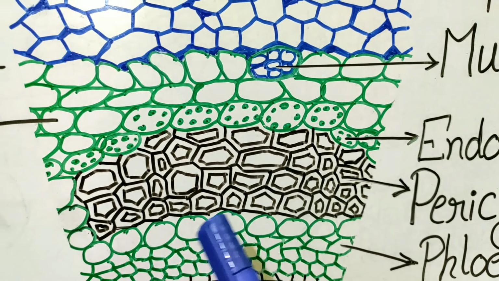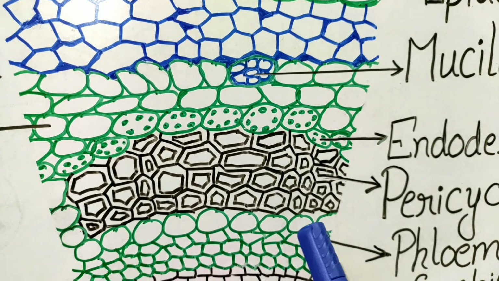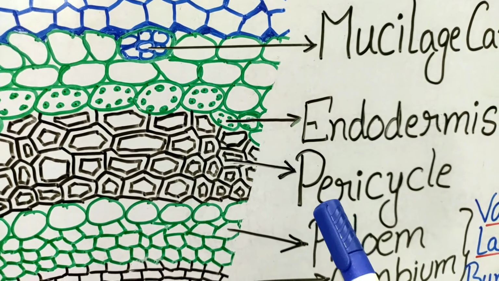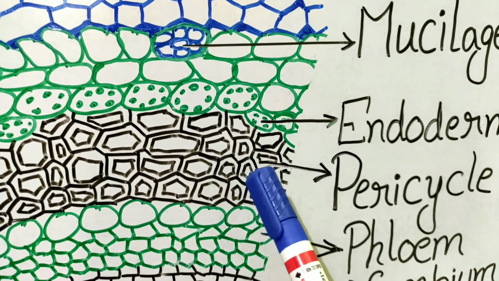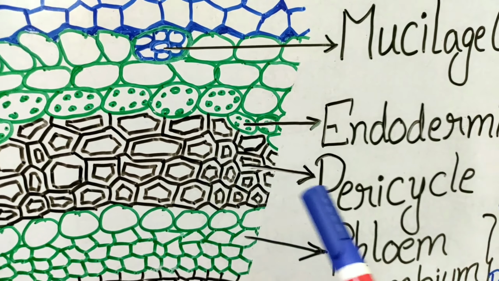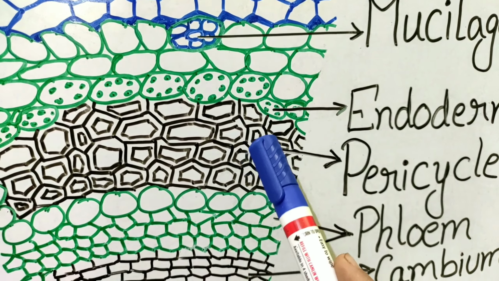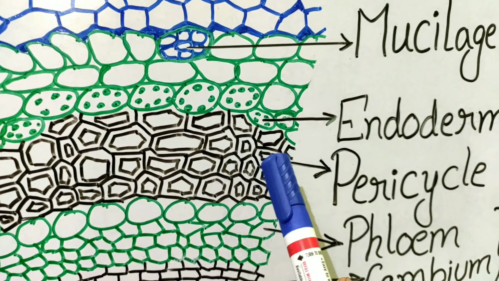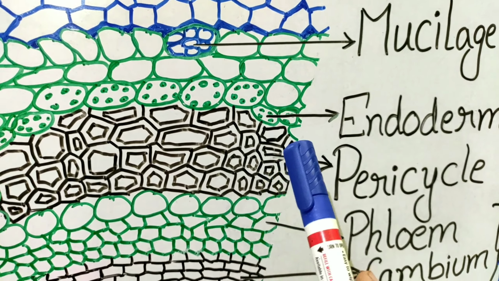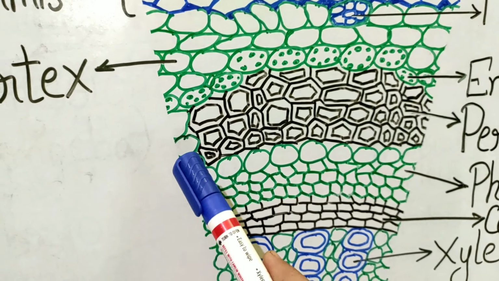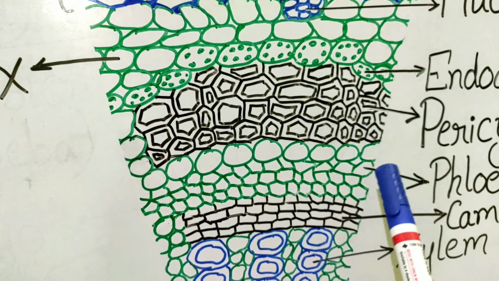Below the endodermis, you can find some thick walled cells, which I have drawn with black. These are called your pericycle. These are sclerenchymatous tissues which form the pericycle. Since sclerenchyma is dead cells, it helps to give mechanical strength to the plant. Okay, next is the one below the pericycle.